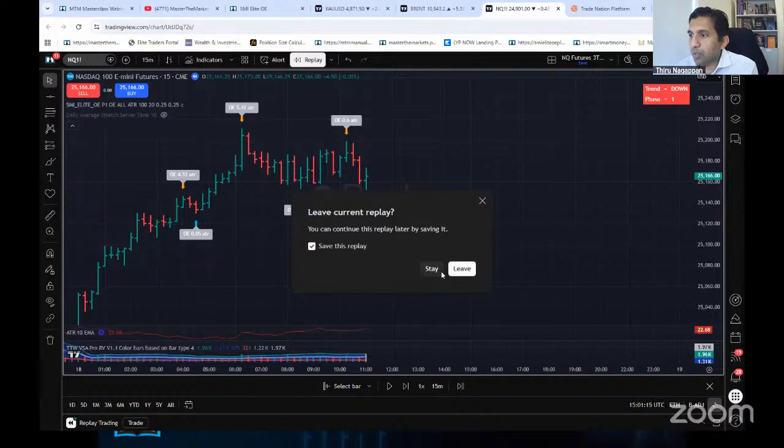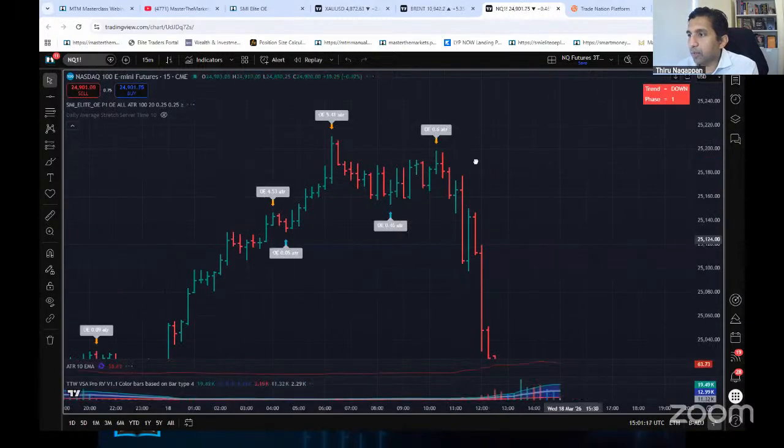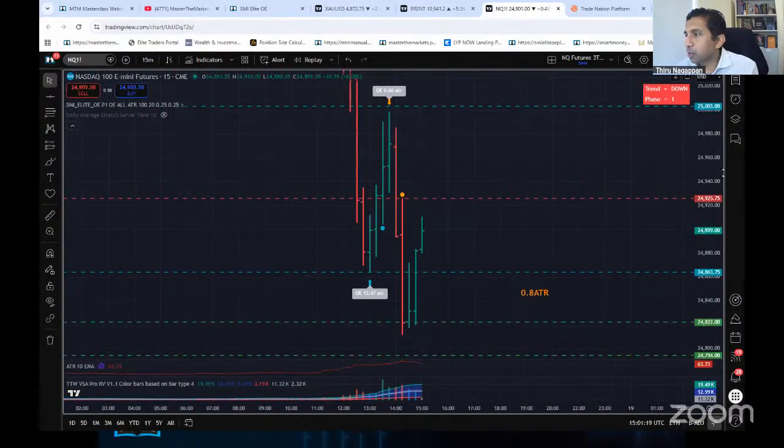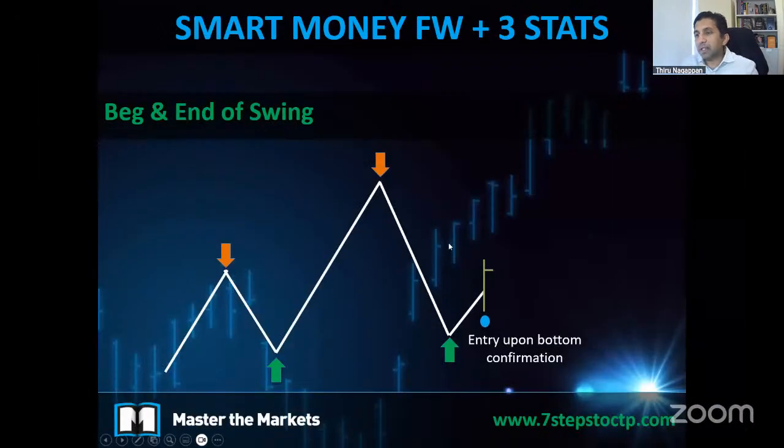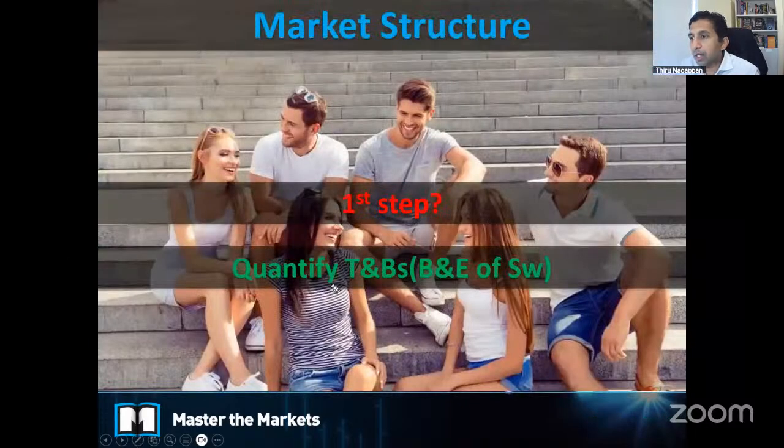Right, good. So we got that, so we leave that one. And you can see the last 2 dots are always shown, okay? Now that you understand market structure, we can know when the beginning and the end of a swing is, right? That's the whole point of market structure. That's why we quantify what a top and a bottom is. So it goes hand in hand.